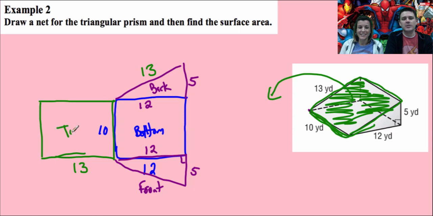So some people will call this the top, some people will call it the left side if it unfolds that way. But it had that base of 10, and then this slanted edge was 13. So notice how this 13 matches up with the 13 on our triangle. They're going to pair up with each other.